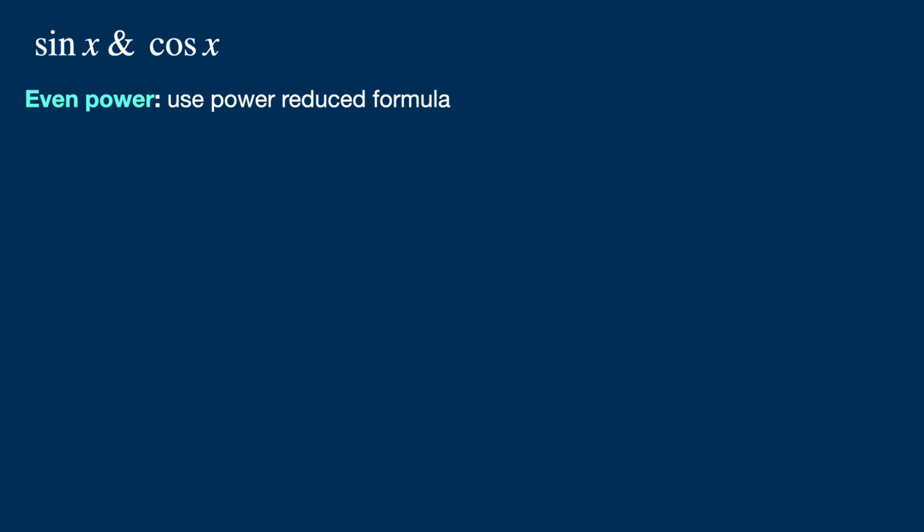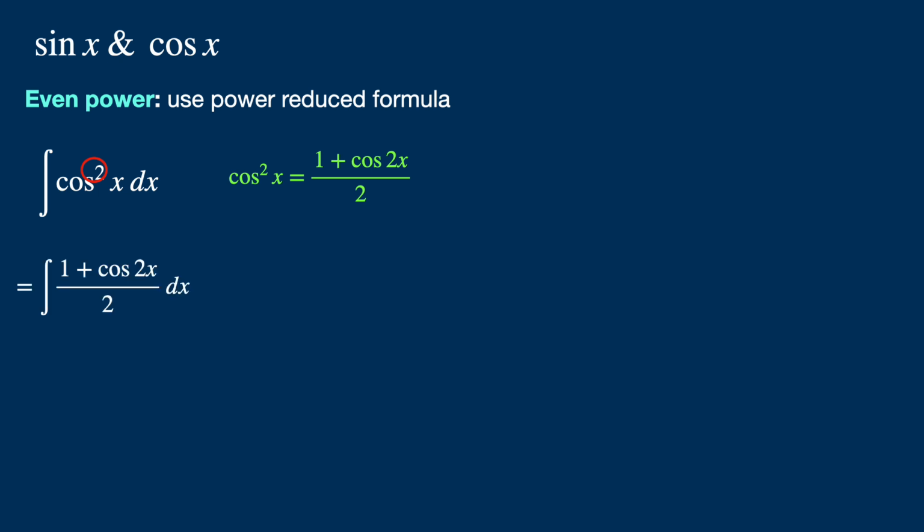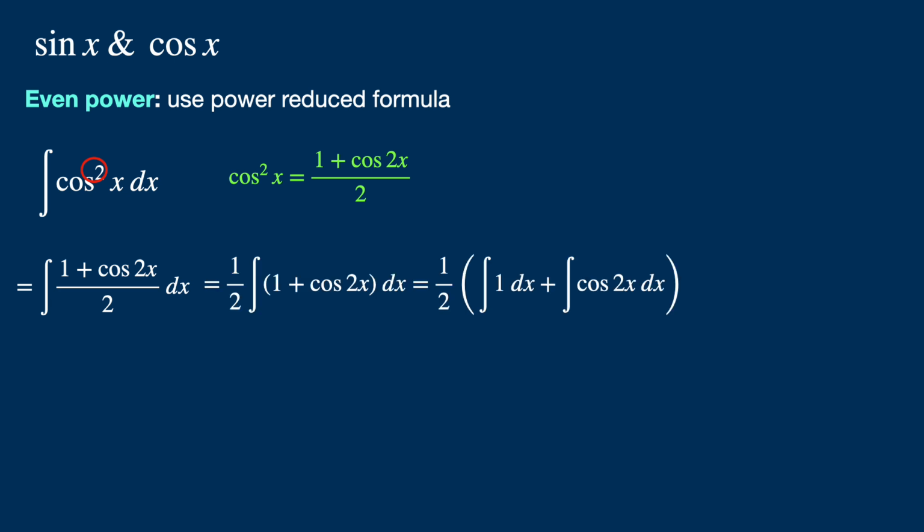So let's do one more, guys. Look at this. This time I have cosine squared x. The power is even, right? Then in that case, cosine squared x equals 1 plus cosine 2x over 2. So let's do this one. Integral of 1 plus cosine 2x over 2 dx. Now take out the one half, integral of 1 plus cosine 2x.